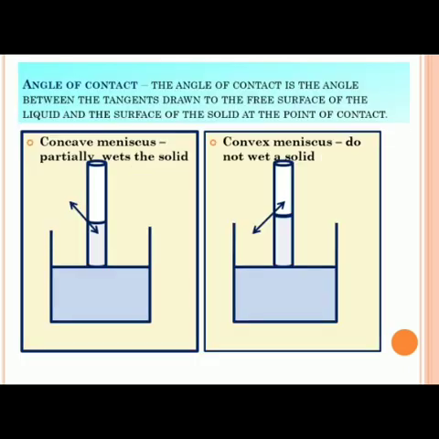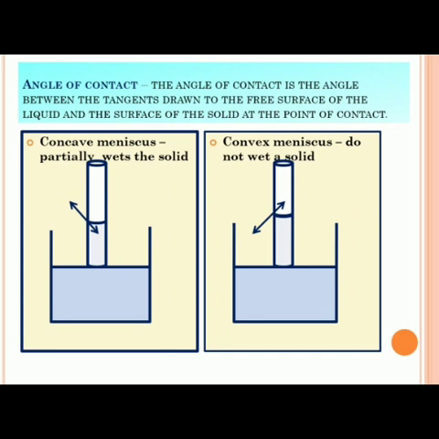The last topic for part 2 of properties of fluid is angle of contact. Let me talk about the angle of contact. It is the angle between the tangent drawn to the free surface of the liquid and the surface of the solid at the point of contact. The two diagrams which you could see out here, students, one is showing a concave meniscus. Meniscus is nothing but the line or the surface layer of the liquid.